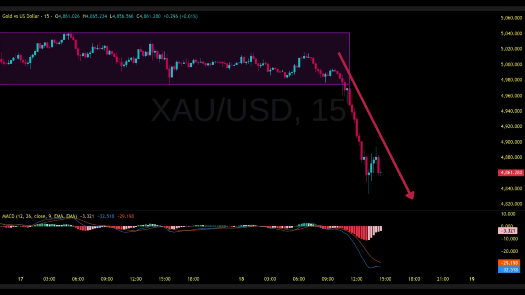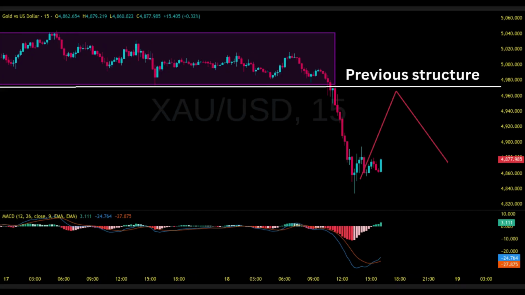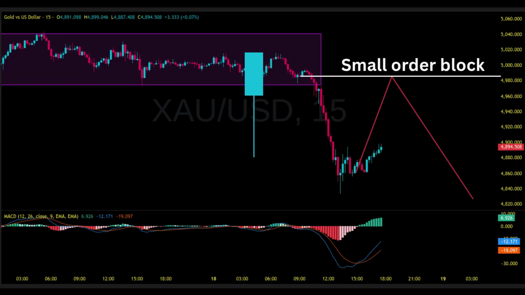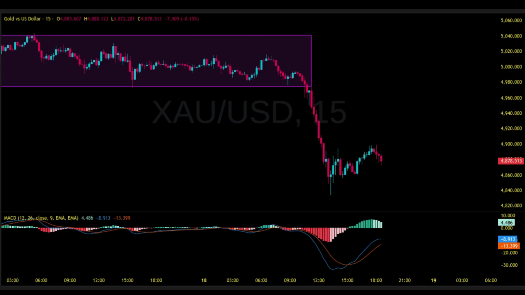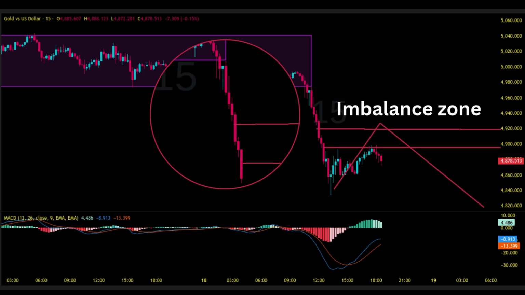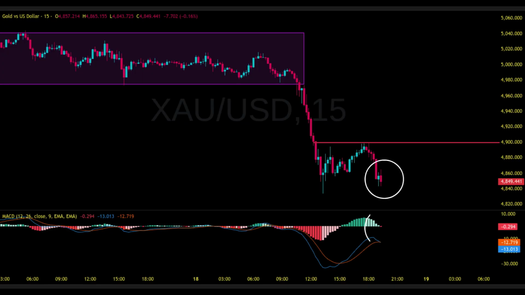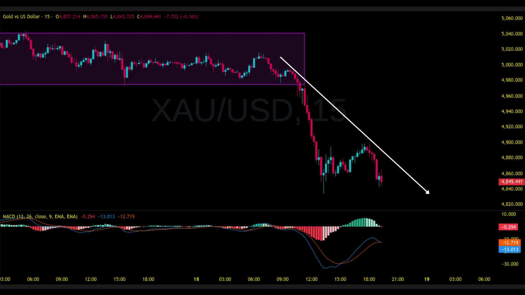Now we wait for a pullback. Price pulls back to previous structure, or a small order block, or an imbalance zone. Now look at MACD. We are not using MACD to predict. We use MACD to confirm the move.